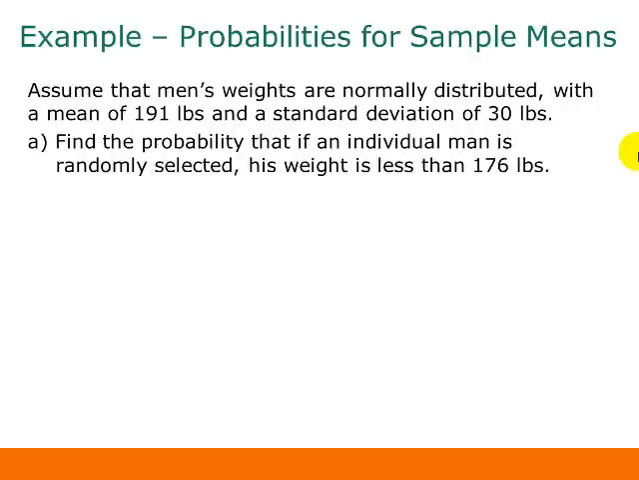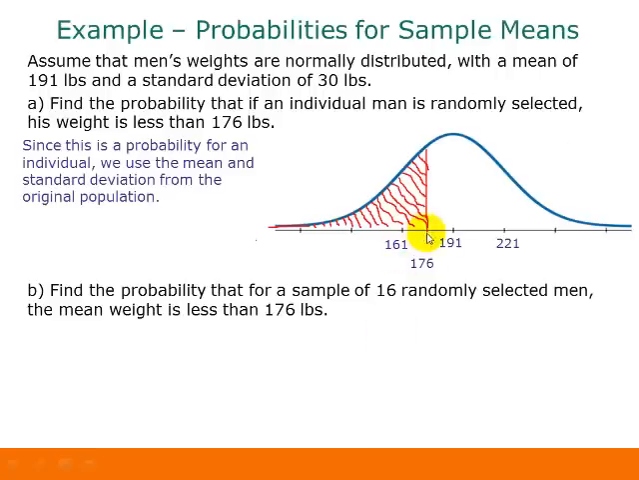Let's do an example of finding a probability for a sample mean. So assume that men's weights are normally distributed with a mean of 191 pounds and a standard deviation of 30 pounds. At first, we're going to find a probability just like what we did in Chapter 7 that involves just one individual. So find the probability that if an individual man is randomly selected, his weight is less than 176 pounds. Okay, so again, this is just a normal distribution problem.